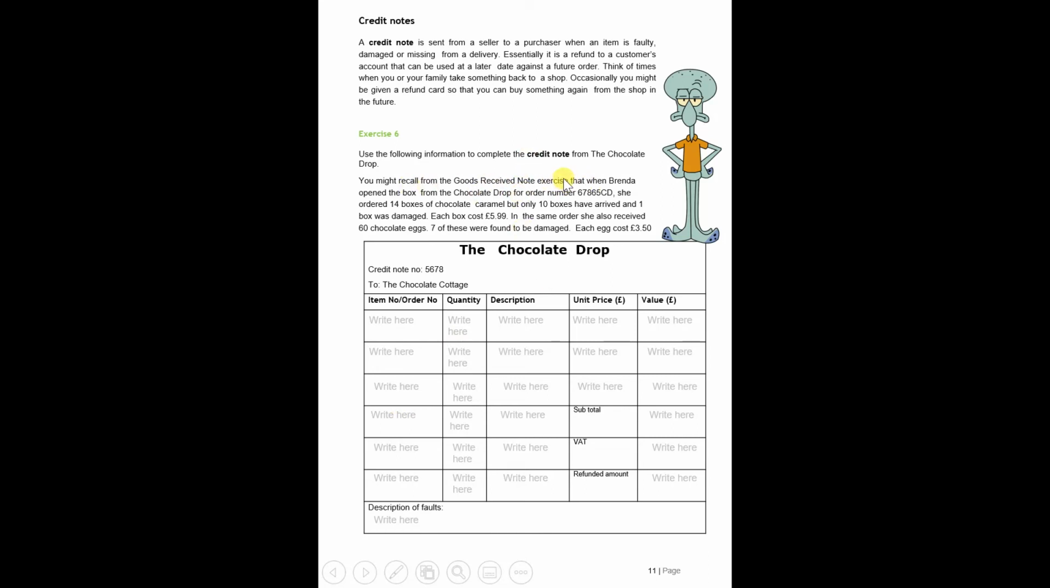This is exercise 6. You've got all the information there next to Squidward, I think that's his name, and you've got to fill that document in.